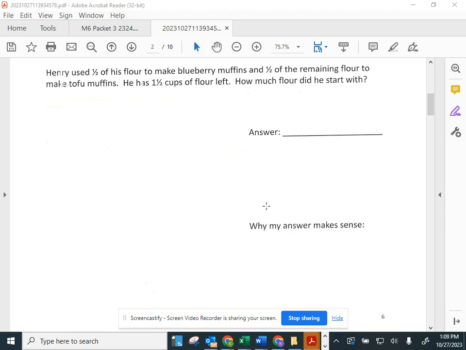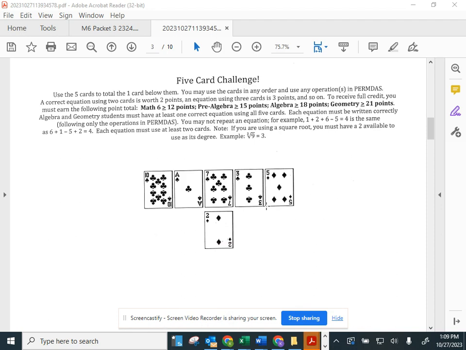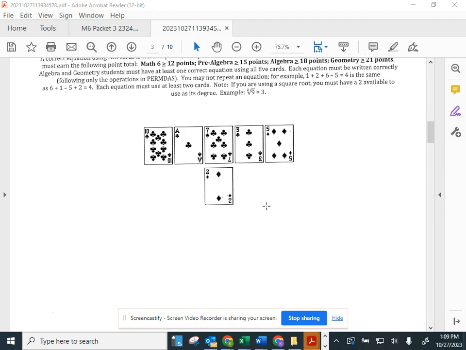Next page is our 5-card challenge. Here are some things to make note of. You can only use these cards when we're making our equations. What card do we have to have in order to be able to do a square root? Jude? A 2. So if there's no 2 up here, you cannot do a square root.